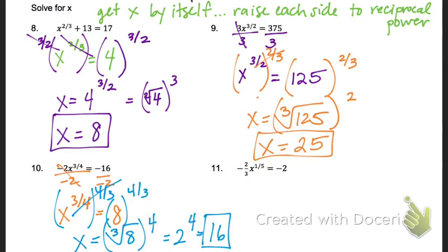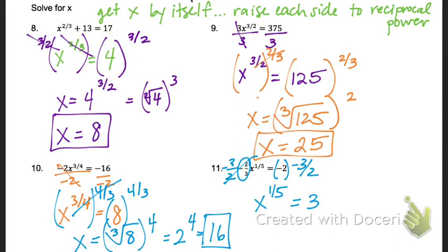What about number 11? What would I do here to get rid of this -2/3? Multiply by 3. Good, Gabby. Multiply each side by the reciprocal. That's how you get rid of fractions. So I have x to the 1/5 equals 6 over 2, which is 3.